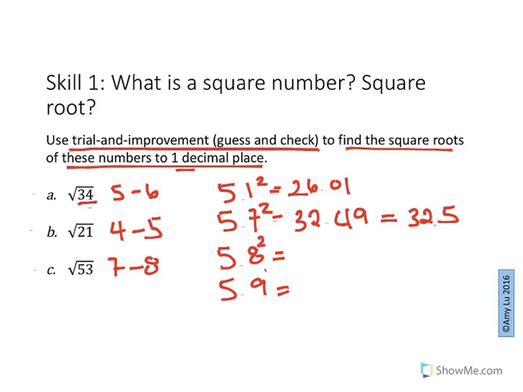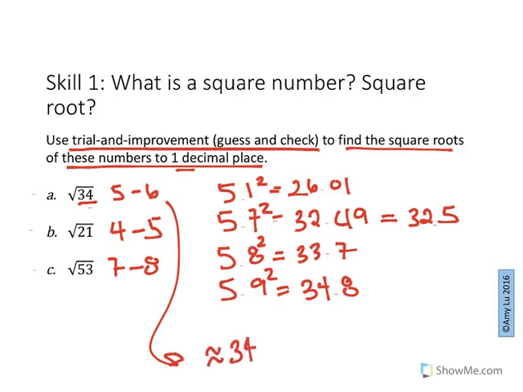So 5.8 squared is going to give me 33.64, or 33.6. If I do 5.9 squared, it's going to give me 34.8. So I would say that the square root of 34 is approximately 5.9 because it gives us 34.8. So at this time, go ahead and pause and try to figure out B and C.